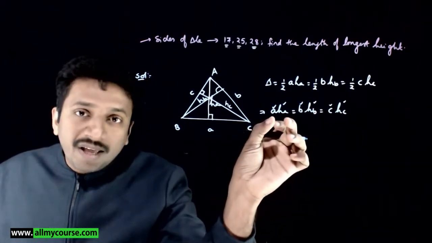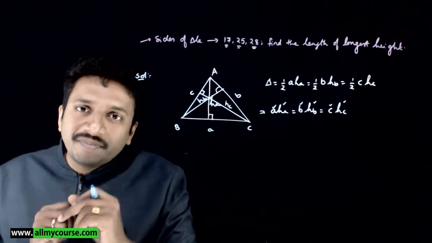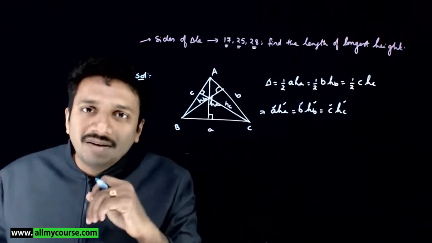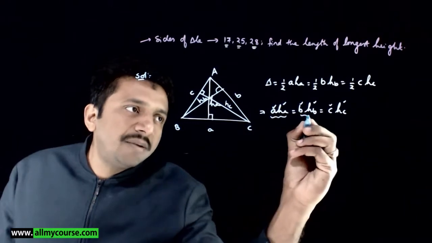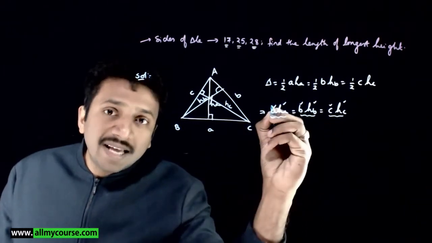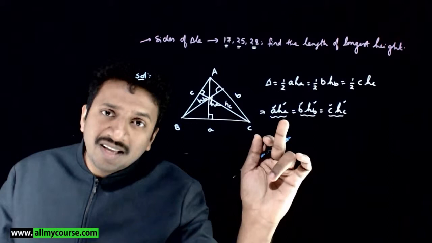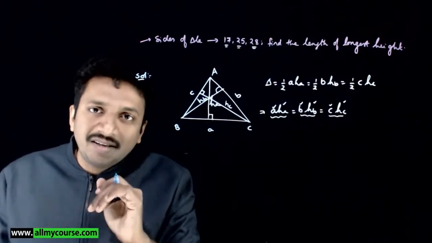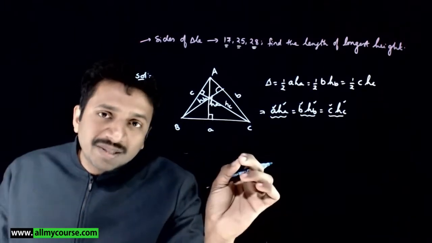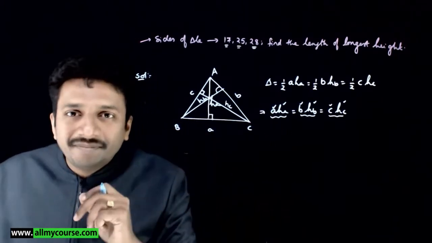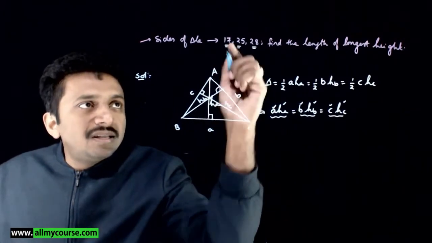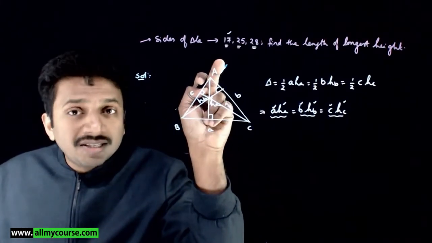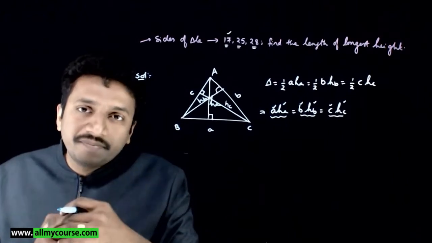The product of a and the corresponding HA is the same. That is, if the base is large, the corresponding height will be small, such that the product is equal. So the greater the side, the lesser the corresponding height. So if I want the longest height, I have to find the height corresponding to the shortest side. Out of these three, the shortest side is 17. So the height corresponding to this shortest side will be the longest.